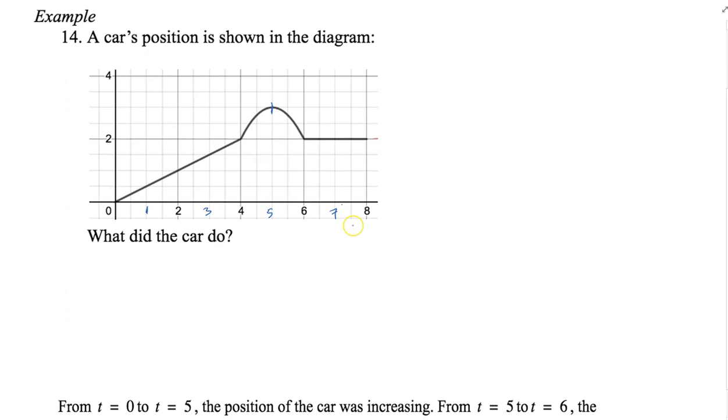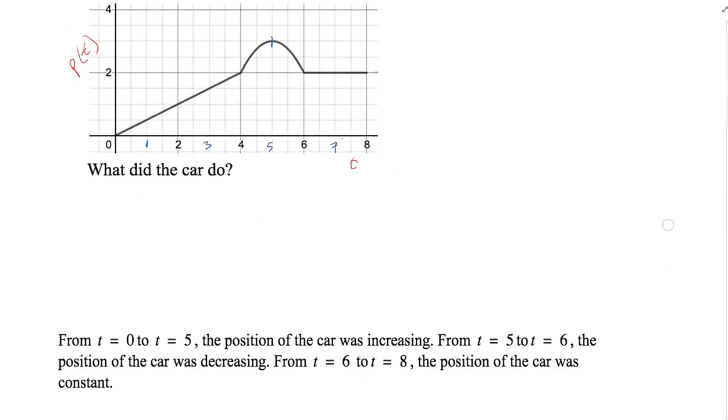Let us say we labeled our diagram with T and P of T on the x and y axes, where P of T is the position of the car at time T. When t is equal to 0 to t equals 5, the position of the car was increasing, right? And from t equals 5 to t equals 6, what is happening? The position of the car was decreasing. And from t equals 6 to t equals 8, the position of the car was constant.